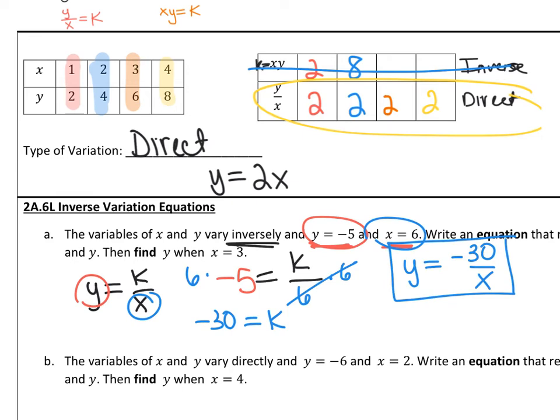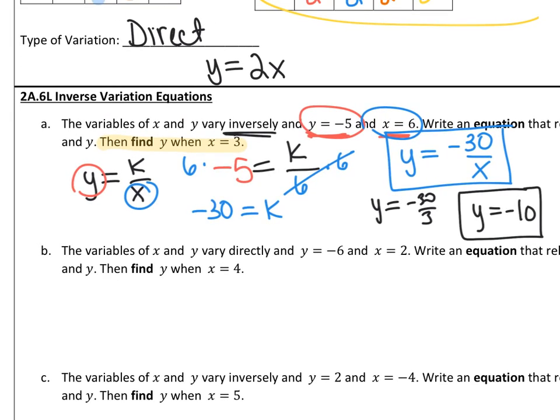The second part of the question says, find y when x equals -3. So we take the equation that we just wrote. Find y when x equals 3. So -30 divided by 3, y equals -10. So 2 parts to this question. Let's try it again.